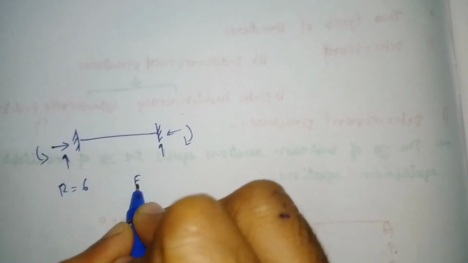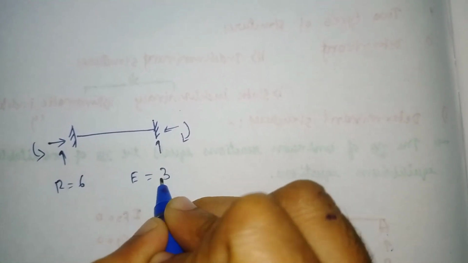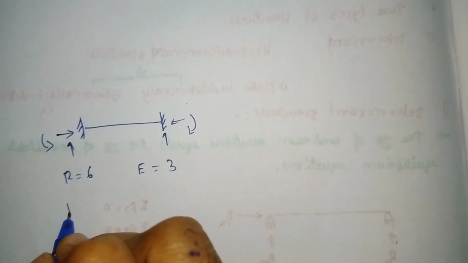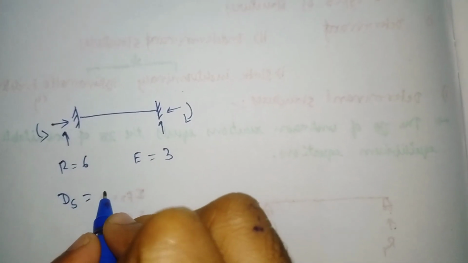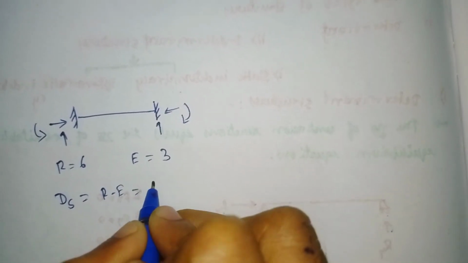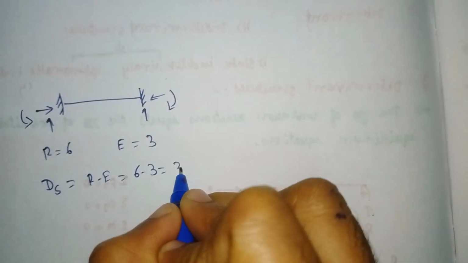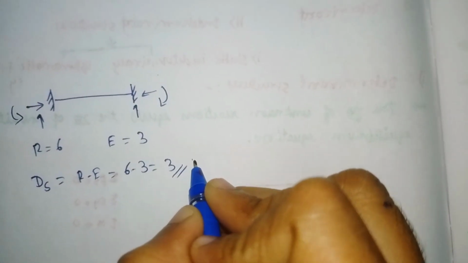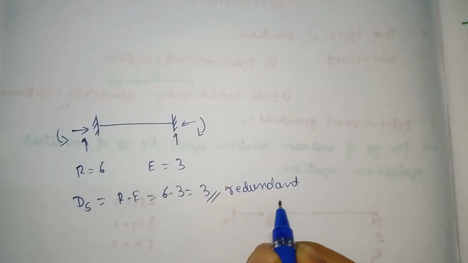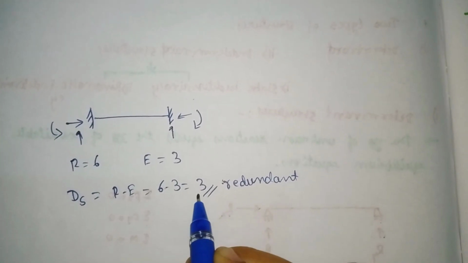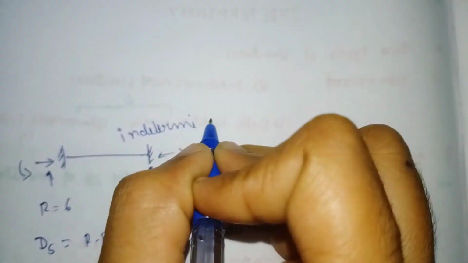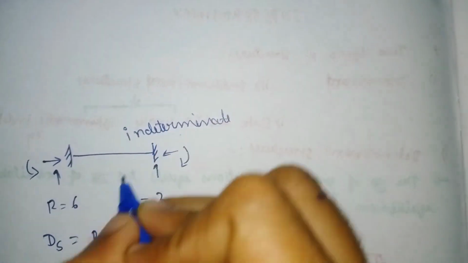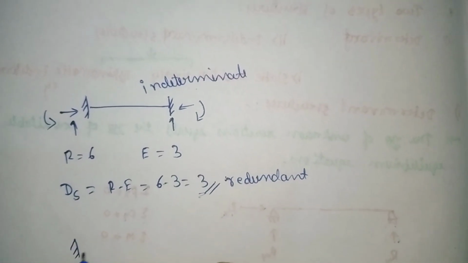So how many equilibrium equations are there? Equilibrium equations are 3. To find out the ds, we have the formula r minus e. So 6 minus 3 comes out as 3. So 3 means we have 3 redundants. To remove these redundants, since the structure is now indeterminate, to make it determinate, see here.